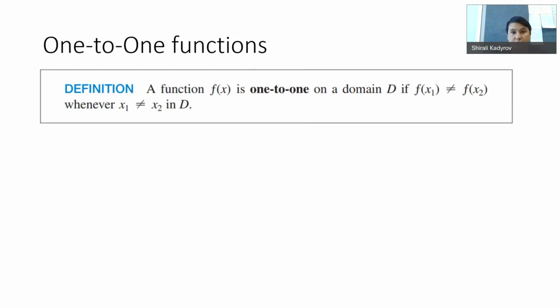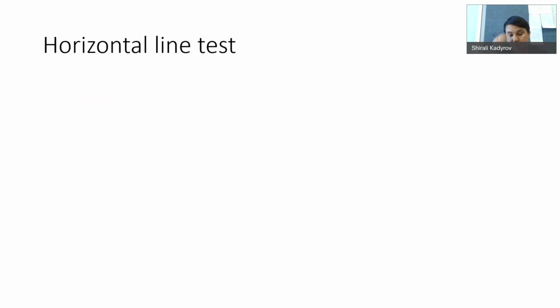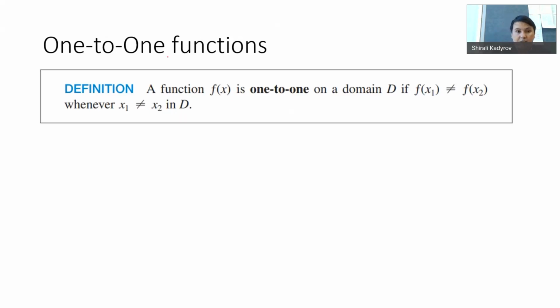More formally, this is the definition from Thomas' Calculus. A function f of x is one-to-one on its domain if f of x1 is not equal to f of x2 whenever x1 is not equal to x2. The definition might be confusing, but maybe you may remember the way I told you. To illustrate, let's give an example.